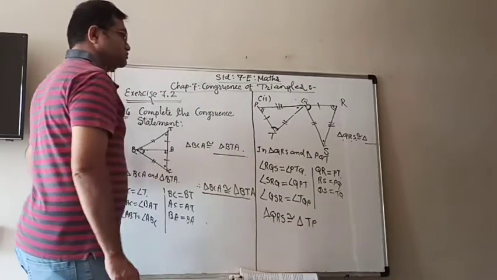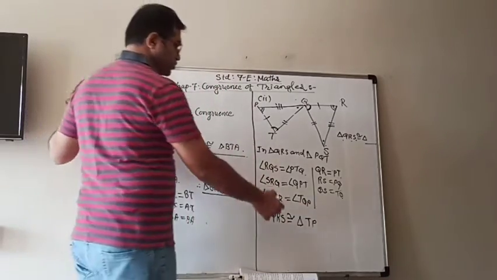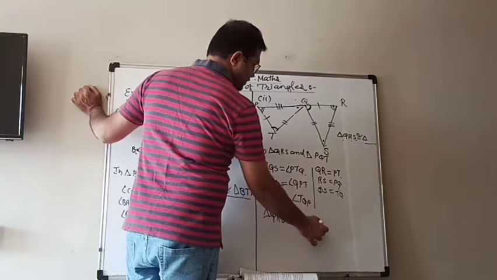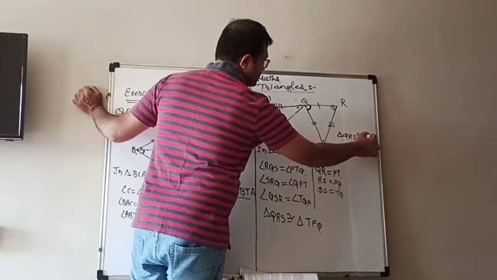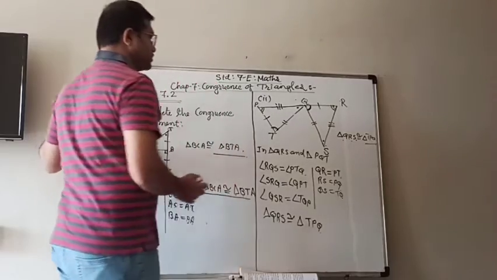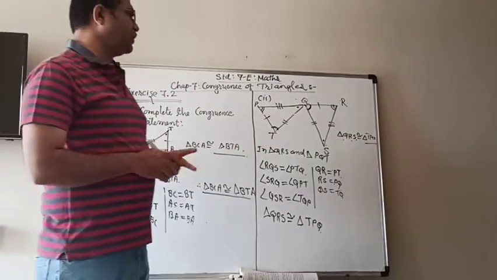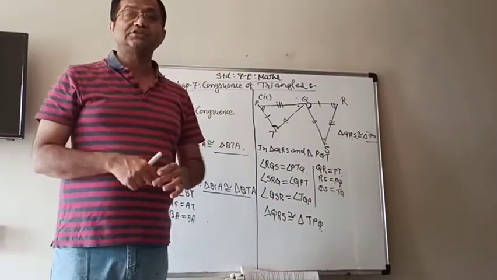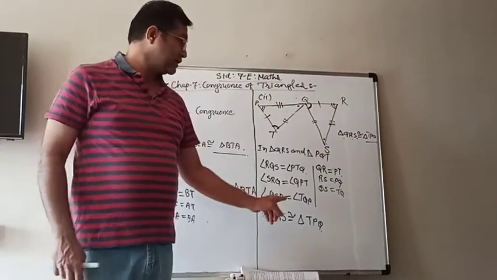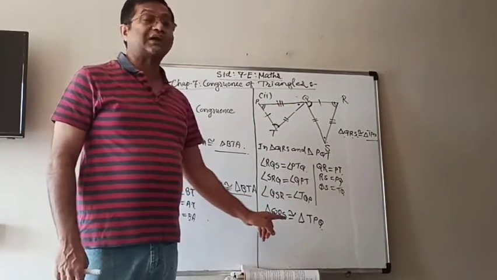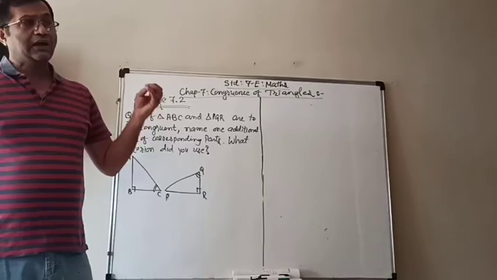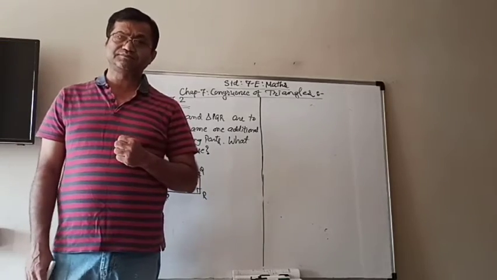So TP, what is the last? Q. So angle TPQ, triangle TPQ. So just you have to follow the same sign, especially in the angles, then it is very simple to write down the answer. Now question number 7.